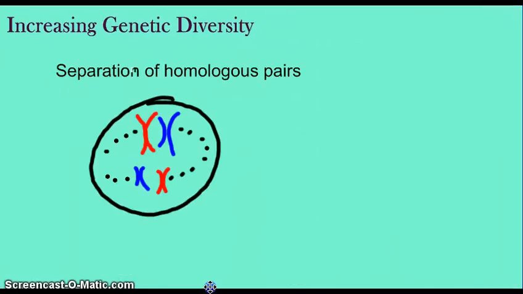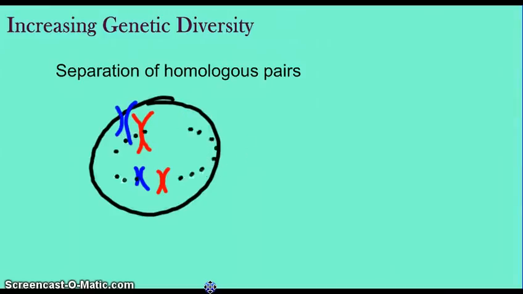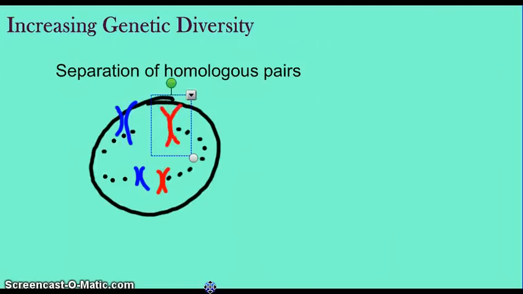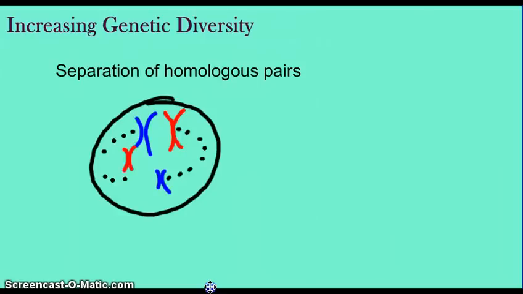The second way genetic diversity can be increased is during the separation of homologous pairs. These homologous pairs in the cell can be arranged this way before cell division, or they can be arranged this way. And it doesn't matter, it's not right or wrong. You can go this way. And so you can get a variety of different sex cells that way.